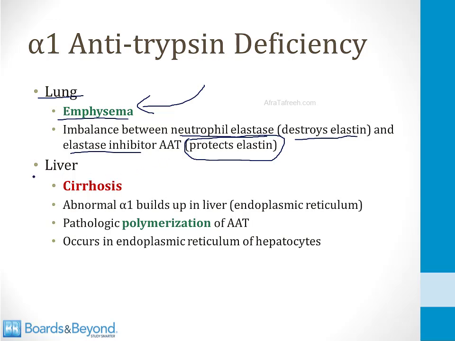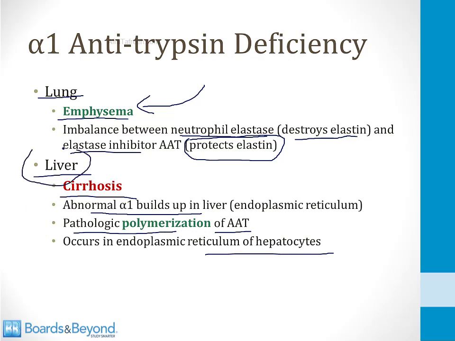There is also a liver component of this disorder, which is less common than the lung involvement. Children with alpha-1 antitrypsin deficiency can go on to develop cirrhosis. The mechanism here is different than the mechanism of the lung toxicity. What happens in the liver is that abnormal alpha-1 antitrypsin builds up in the endoplasmic reticulum of liver cells and it polymerizes. This pathologic polymerization leads to death of hepatocytes. And this is how some children who have alpha-1 antitrypsin deficiency can develop liver involvement as well.